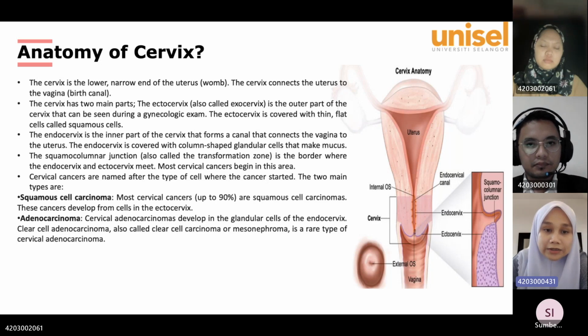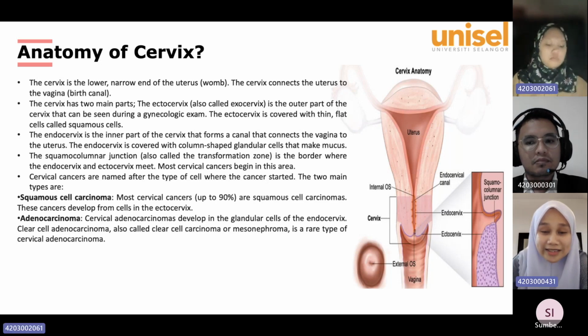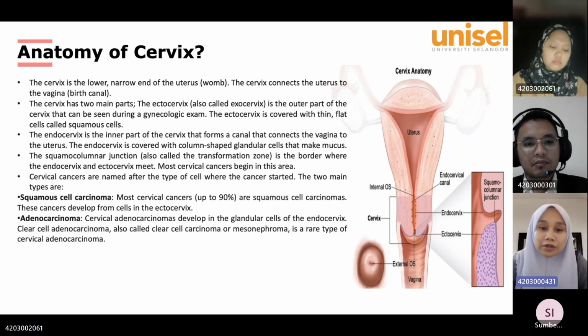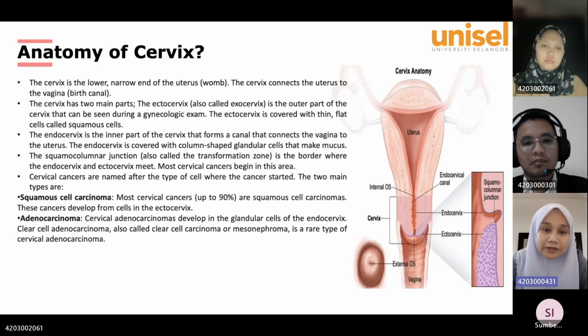The endocervix is the inner part of the cervix that forms a canal that connects the vagina to the uterus. The endocervix is covered with column-shaped glandular cells that make mucus. The squamous columnar junction, also called the transformation zone, is the border where the endocervix and ectocervix meet. Most cervical cancers begin in this area. Cervical cancers are named after the type of cell where the cancer started.